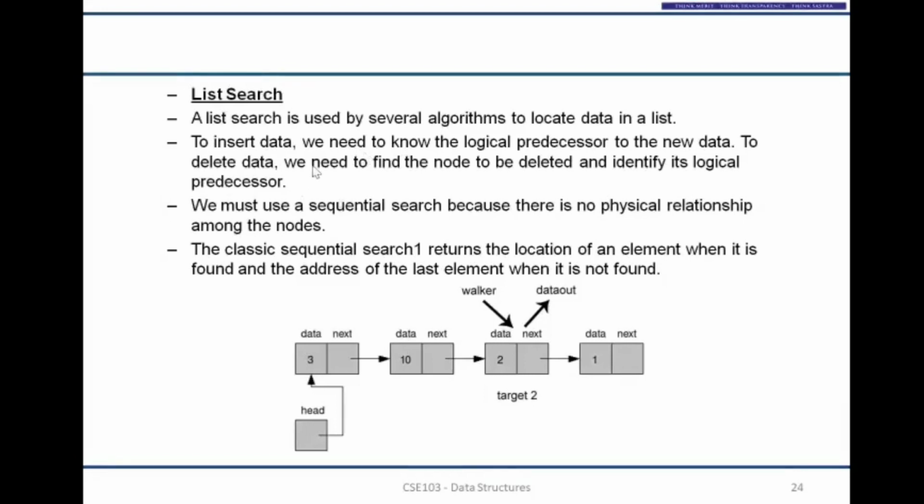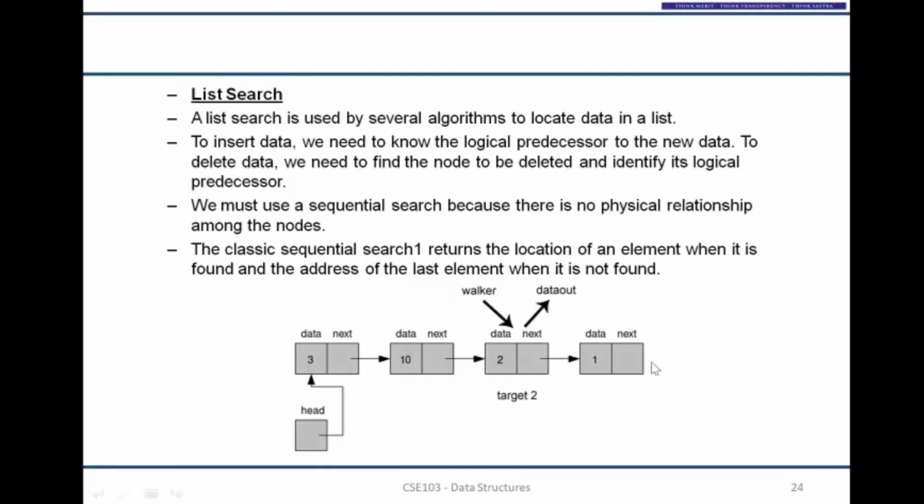Here it is possible to use only sequential search. It is not possible to use binary search. Why? Because whatever data we have here is independent of each other. So we need to perform the sequential search here, and the sequential search returns the location of an element. So here also we need to return the location of the element.